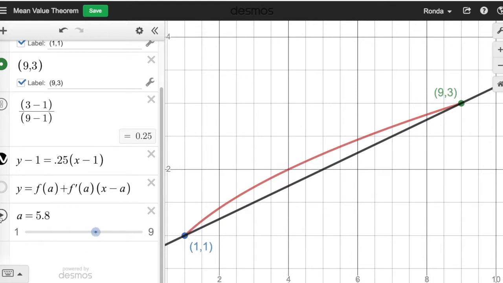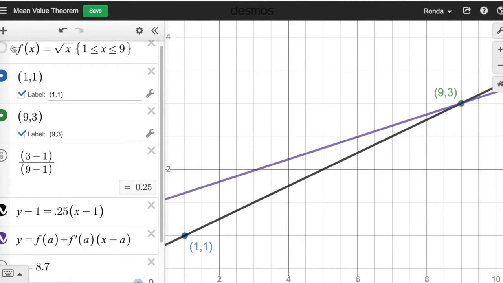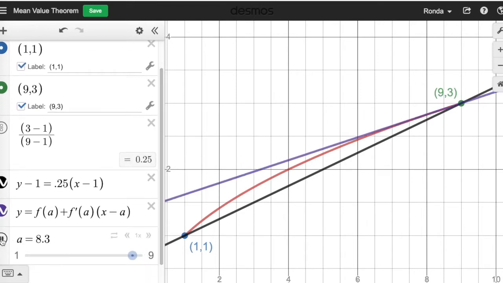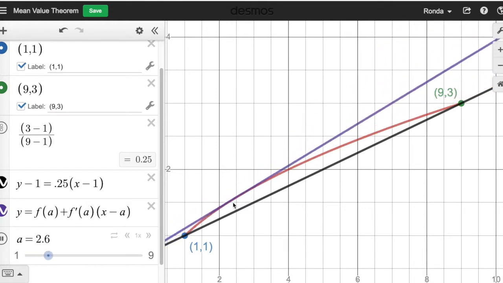So I've got to put it on there first. The red one is my original function. The black one is my secant line. I'm going to take away the red one because it's a little bit easier. So now remember, this is my original graph, and the purple one, let me play it here real quick and leave that on there, shows the tangent line as it moves along.